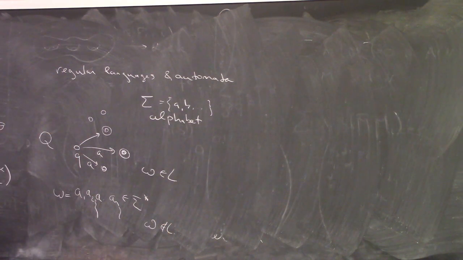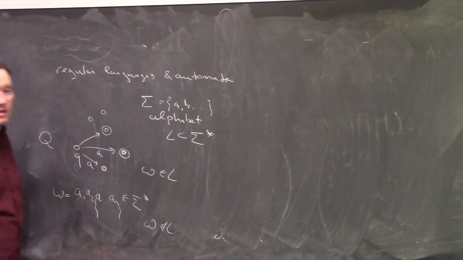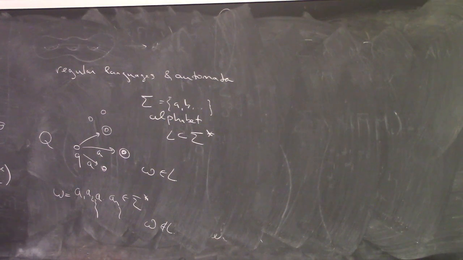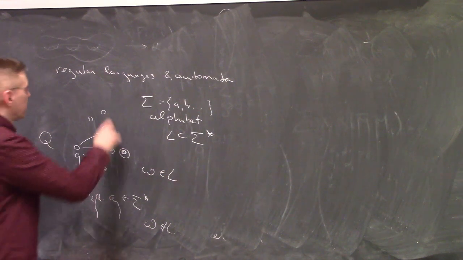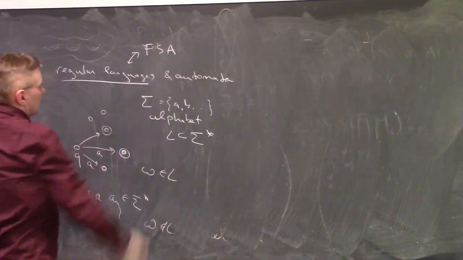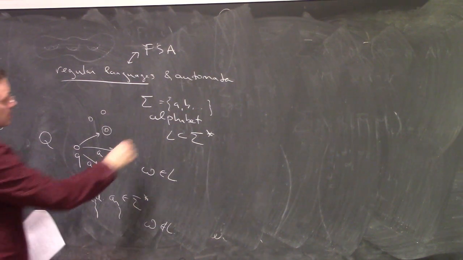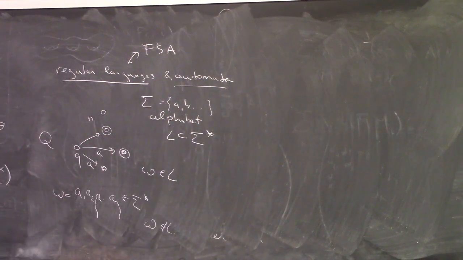And this way you get a language. A language L is a subset of the set of all words in the alphabet. The language is called regular if it corresponds to some finite state automaton. And so we are able to interpret these regular languages and automata using topological theories and TQFTs.